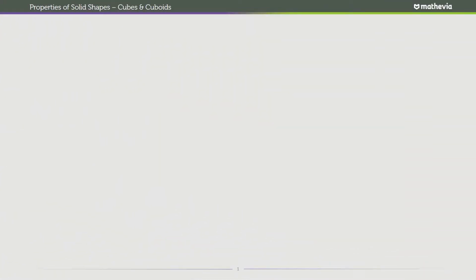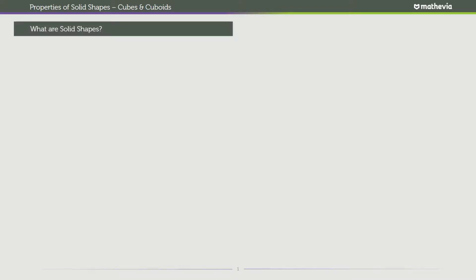So, properties of solid shapes, cubes, and cuboids. Now, what exactly are solid shapes? There are two types of shapes. We have plane shapes and we have solid shapes. Plane shapes are the ones you're probably used to up until this point. Basically, you have squares and rectangles and triangles, and plane shapes are typically the ones you can quite easily draw on your book or on a piece of paper because they're plain, but they actually do not exist in nature.